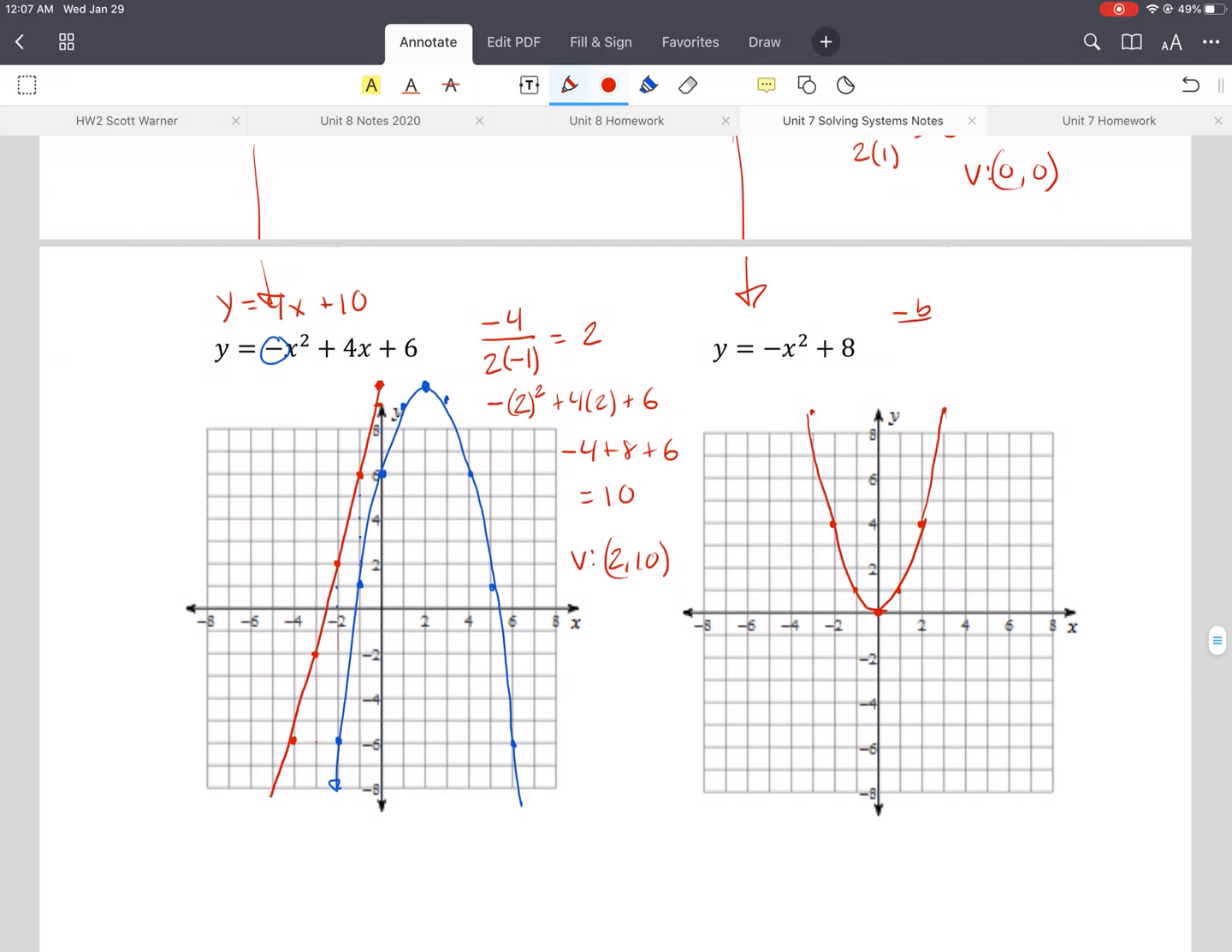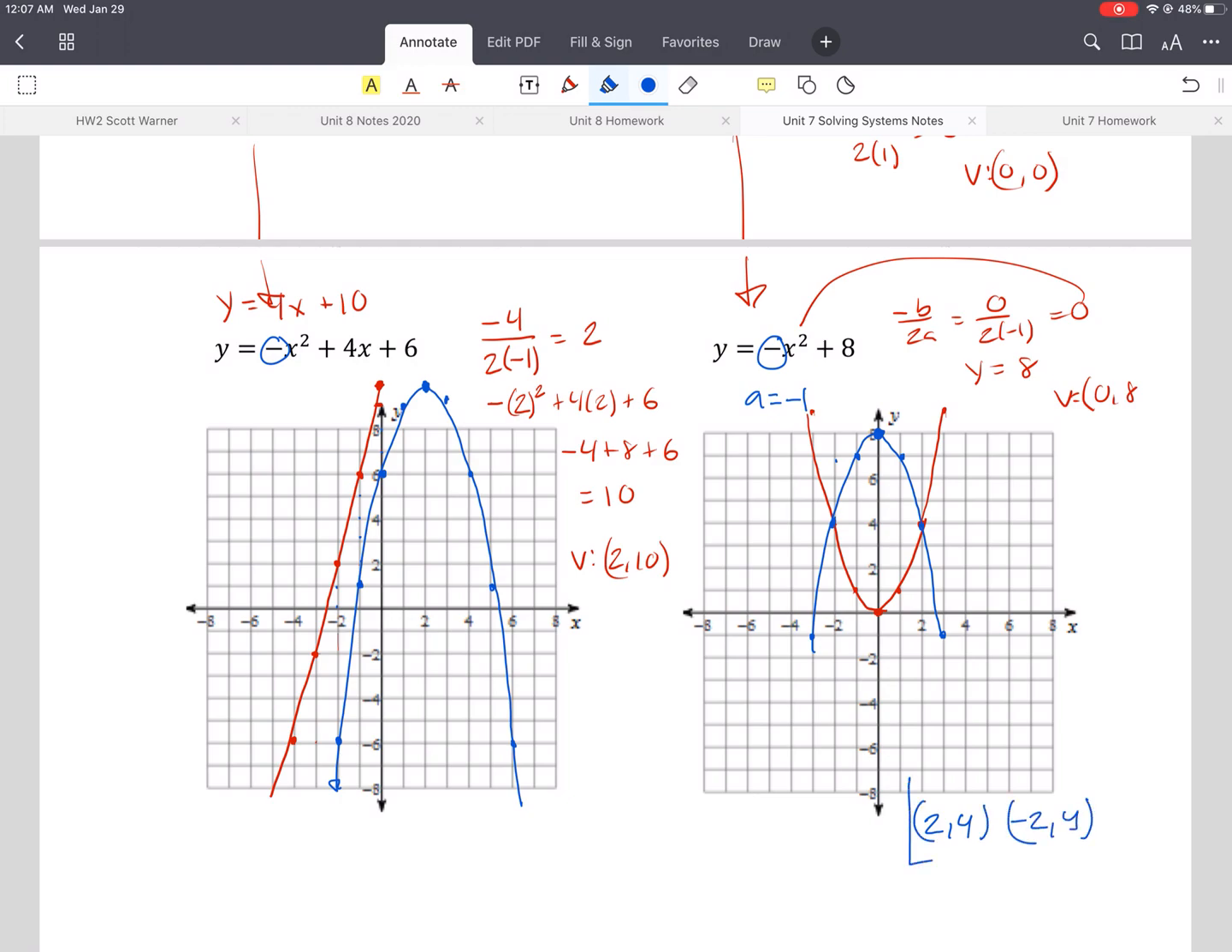So negative b over 2a, again, b is 0. And when you plug 0 back into our equation, we end up getting y is equal to 8. So here our vertex is 0, 8, which is right here. And then we have our growth pattern of a is -1, so we'll go over 1, down 1, over 1, down 3, over 1, down 5, and that's probably enough. All right, so we have 2 intersections. One is 2, 4, and the other is -2, 4.